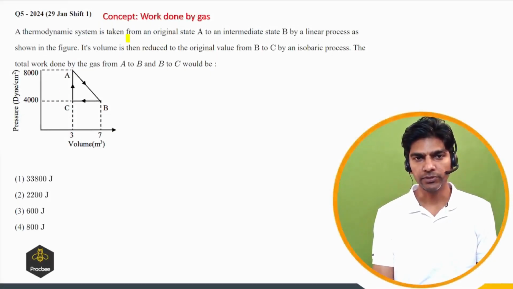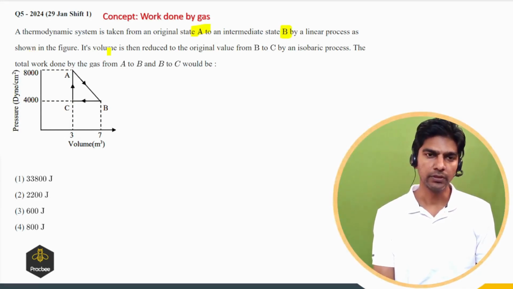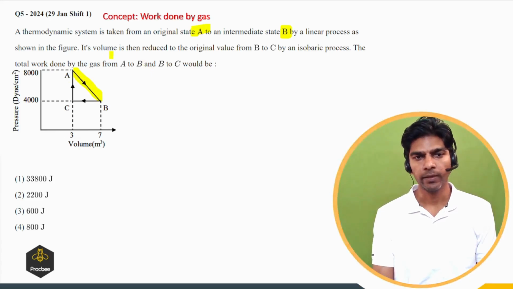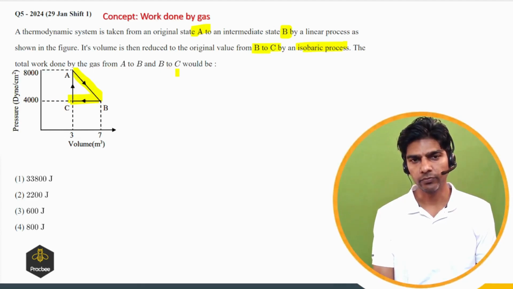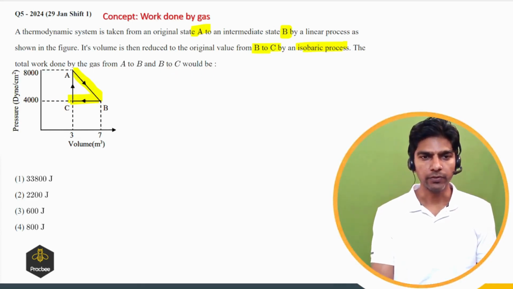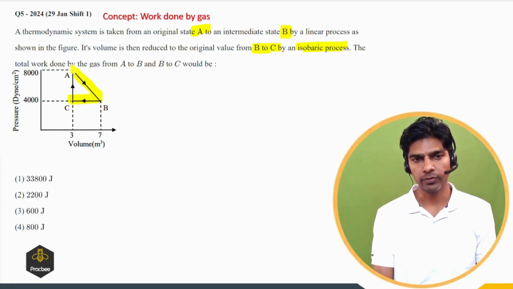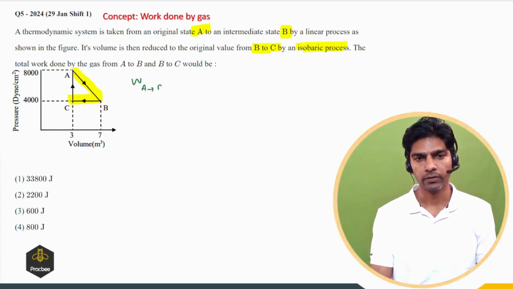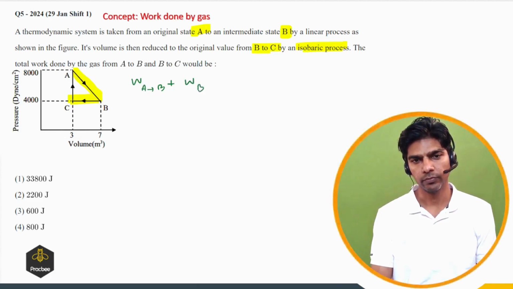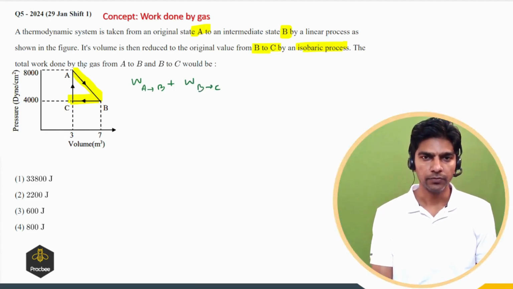A thermodynamic system is taken from state A to state B by a linear process as shown in the figure. So this is the linear process they are talking about. Its volume is then reduced to the original volume from B to C by an isobaric process. So this process is isobaric, constant pressure, and we have to find the total work done by the gas from A to B and then from B to C. So W from A to B plus work done from B to C.